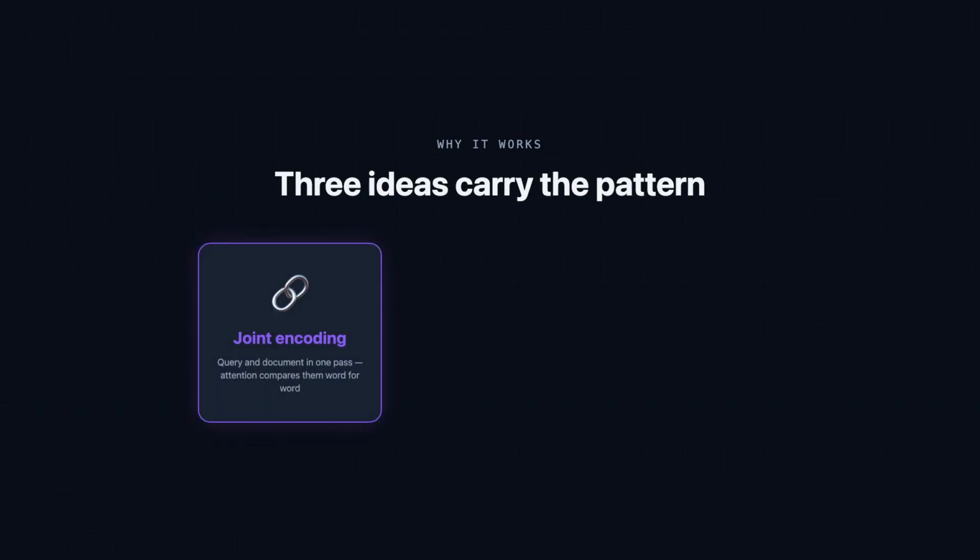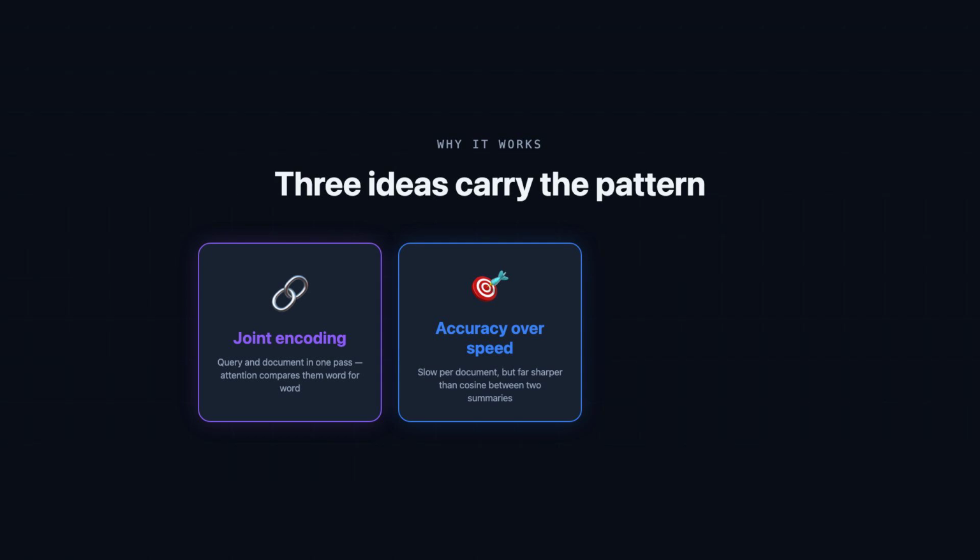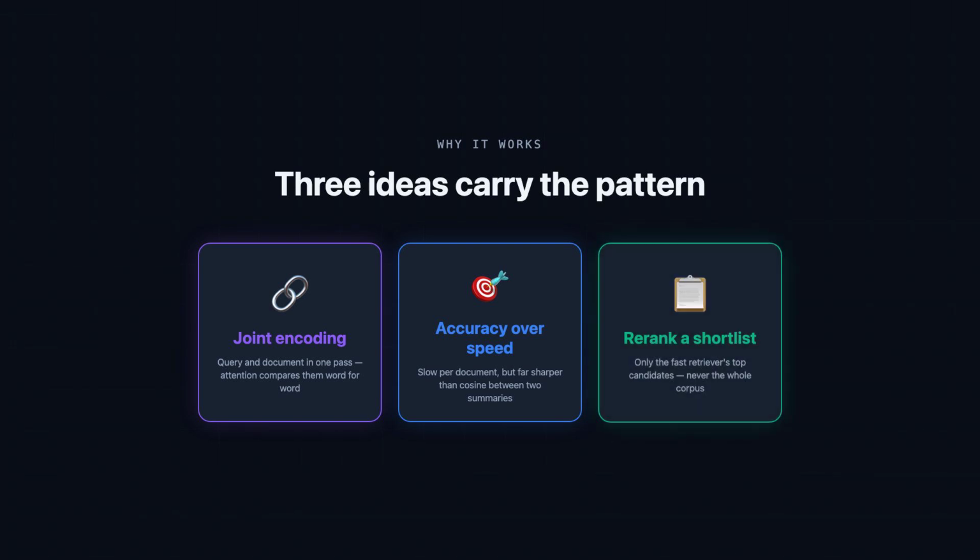Strip it down, and three ideas carry the whole pattern. Joint encoding. The query and the document go into the transformer together, so attention compares them word for word. That direct interaction is exactly what a separate embedding model can never do. Accuracy over speed. A cross-encoder trades raw throughput for a sharper judgment. It's slow per document, but its relevance scores are markedly better than cosine similarity between two summaries. Re-rank a shortlist, never the corpus. You only run the expensive model on the handful of candidates the fast retriever already surfaced. That's what makes the accuracy affordable at real-world scale.